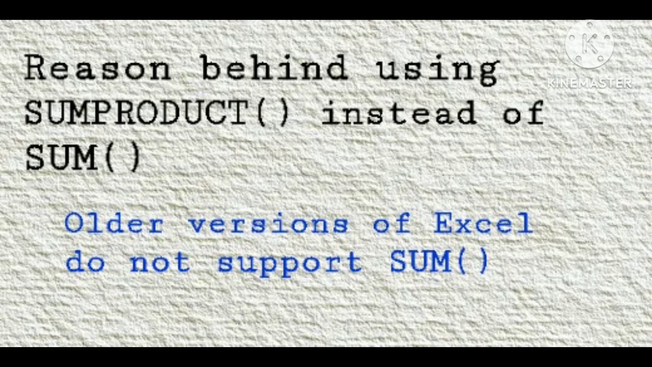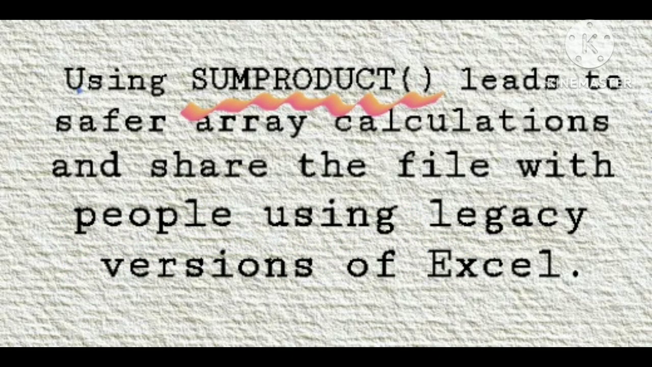The reason for this is that in older versions of Excel, before modern dynamic arrays existed, the SUM function couldn't operate over arrays. SUMPRODUCT was required instead. Using it provides a safer way to perform array calculations and still share the file with people using older or legacy versions of Excel.